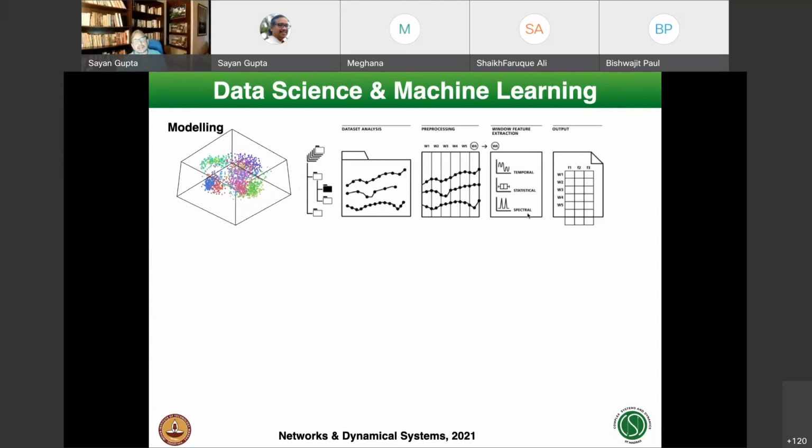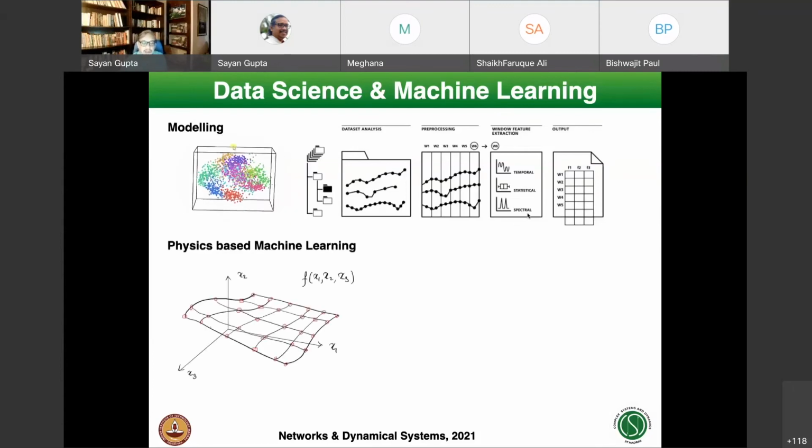But in many applications, we have some knowledge about the physics associated with the system. For example, we know that for a particular problem, F equals ma, Newton's law, has to be valid. So for that, we don't need data. That's additional information we have. So can we combine this additional physics-based information with the data, combine them together, and come up with better models? And that is where we come up with physics-based machine learning.